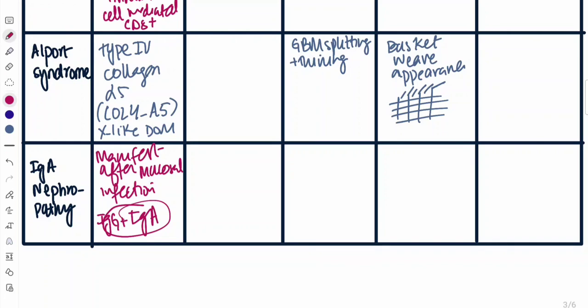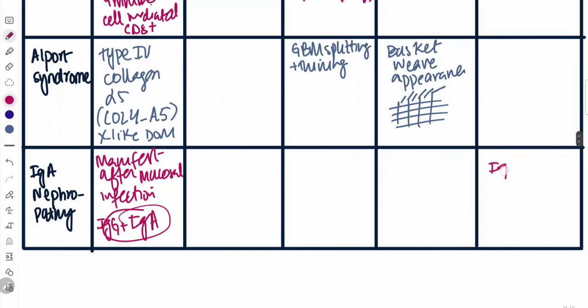What are going to be the H&E findings? You won't see anything on H&E and EM. You just do immunofluorescence, and in immunofluorescence you're gonna have IgA immune complexes on IFM. Okay, that is it. We have done the main points of all the nephritic and nephrotic syndromes.